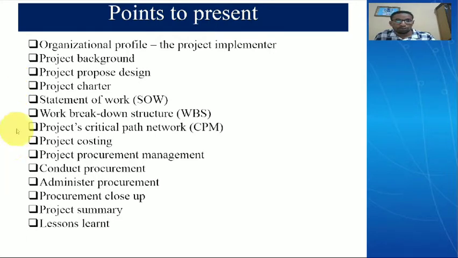We will also show you our project charter, as well as statement of work, work breakdown structure, project critical path network. My colleague, Engineer Mohamoud, will have later sessions. His session will start with project costing, project procurement management, conduct project management, up to the lessons learned.